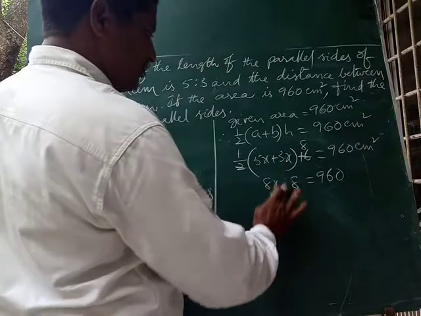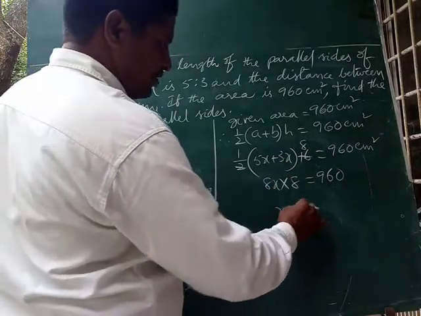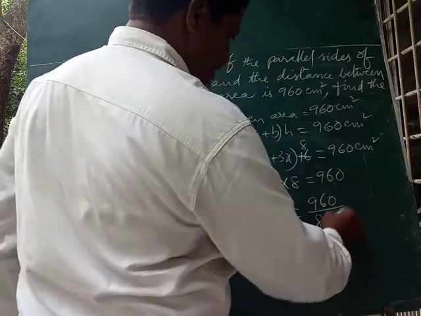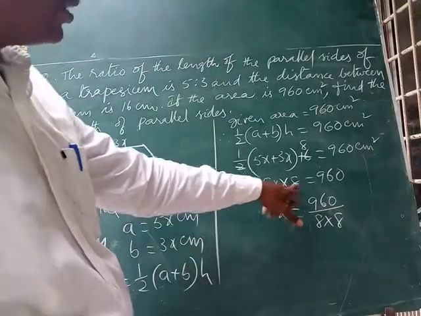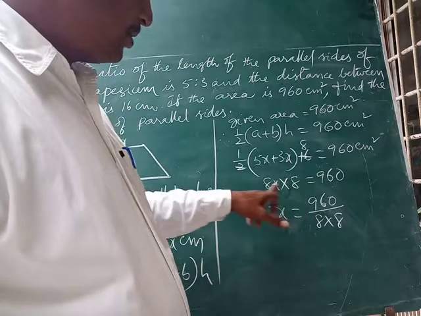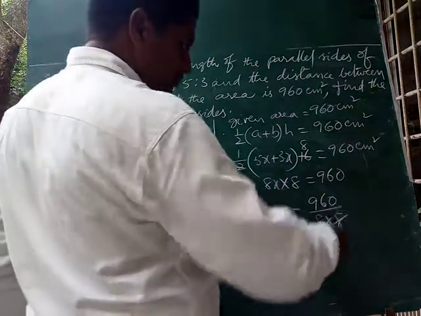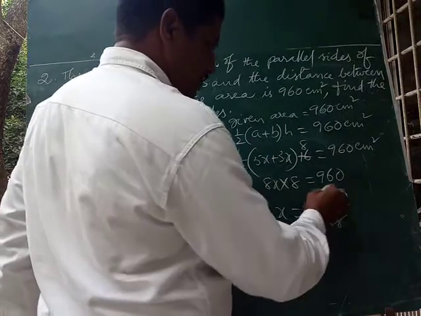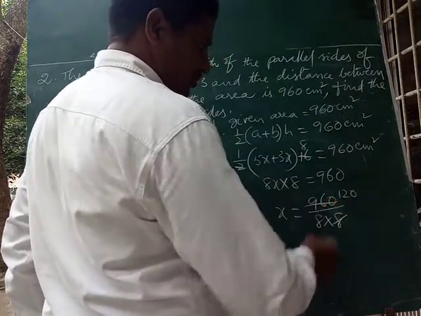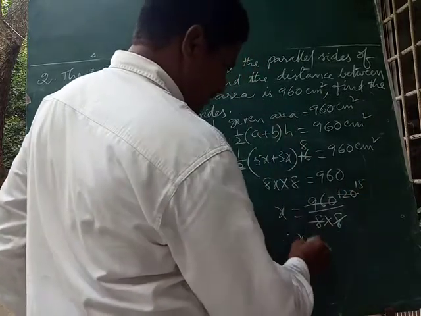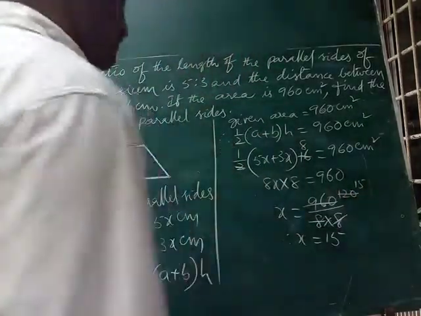8x into 8 equals 960, so x equals 960 by 8 into 8. This 8 is multiplying, so on this side we divide. 960 divided by 8 is 120, and 120 divided by 8 is 15. Therefore, x equals 15.